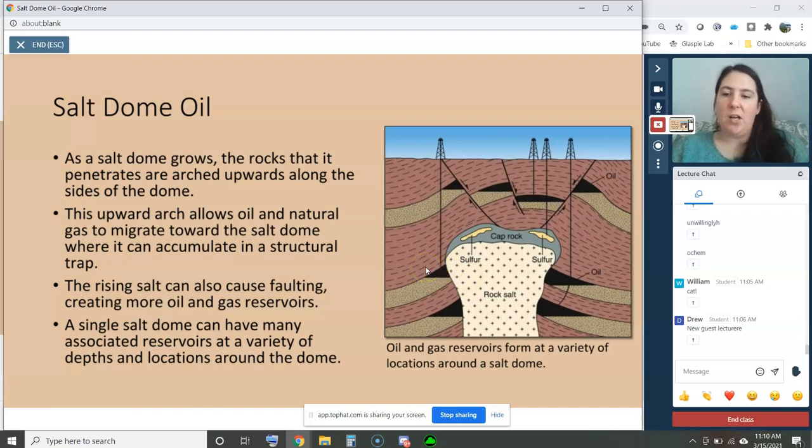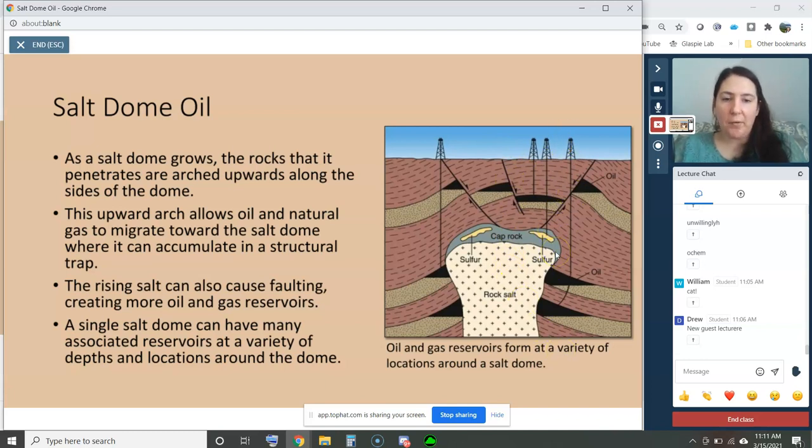Also, the rising salt can cause faulting. So you can see there are cracks in this rock here. And these cracks in the rock allow oil and gas to flow up to the next structural trap and form little reservoirs there. And so a variety of different locations around a salt dome can form oil and natural gas reservoirs, and you can see them at a variety of depths and locations around a salt dome.